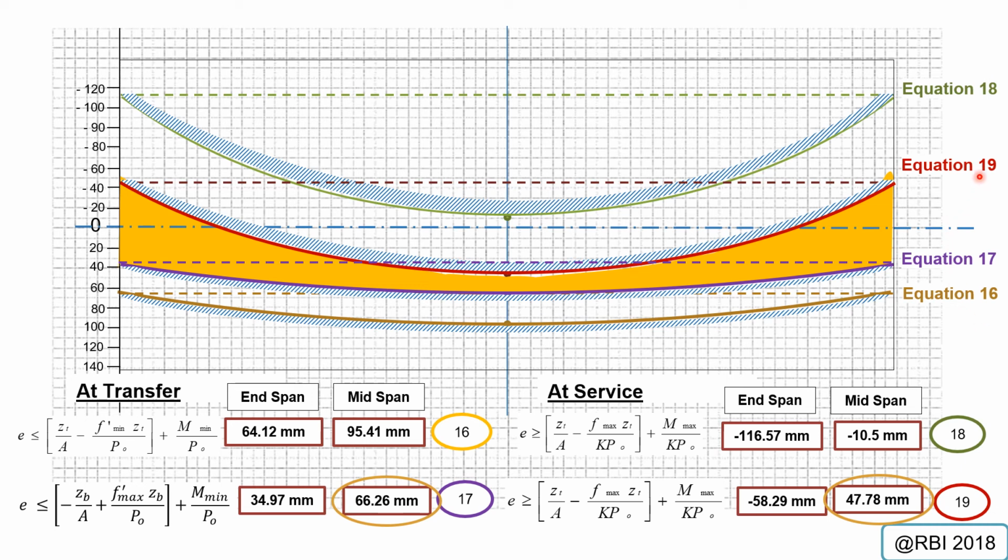So the midspan values that you can conclude is that the e will be in a range of between 47.78 and 66.26. Okay, so that will be the range that you get from the tendon profile.